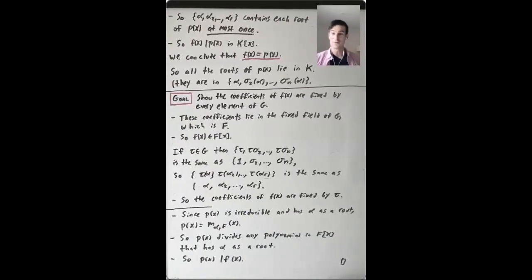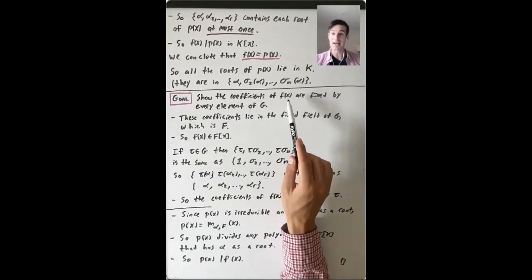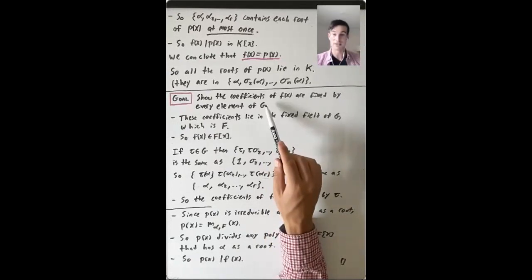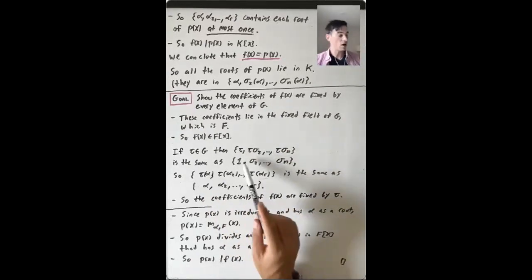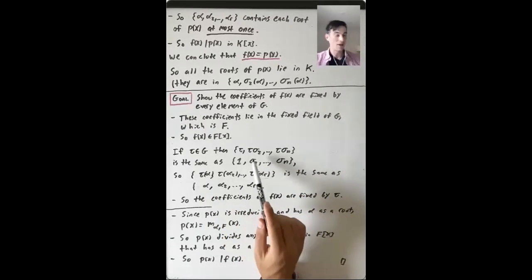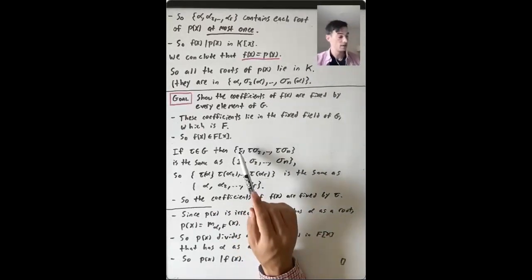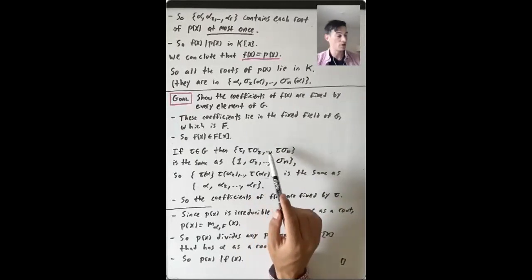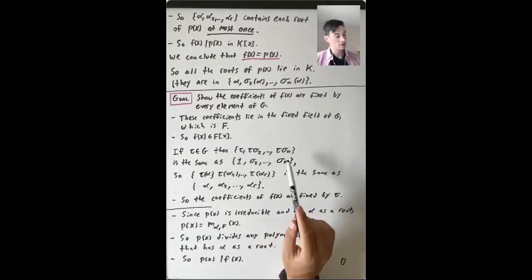Let's finish the proof first by showing that the coefficients of f of x are fixed by every element of G. So let's name an element tau in G. And if you take all the elements in G, 1, sigma 2 up through sigma n, and you apply tau to each of them, then we're just multiplying the elements of a group by a fixed group element. We get a permutation of the group elements. So if you take tau, tau sigma 2 up through tau sigma n, we have the same collection as 1, sigma 2 up through sigma n.